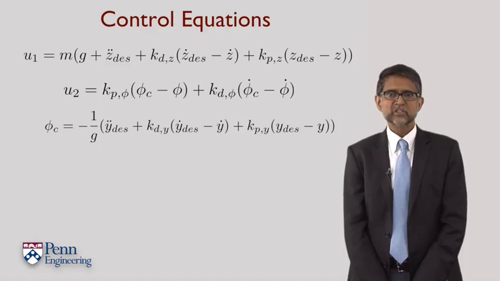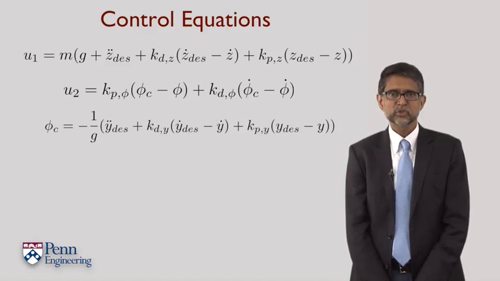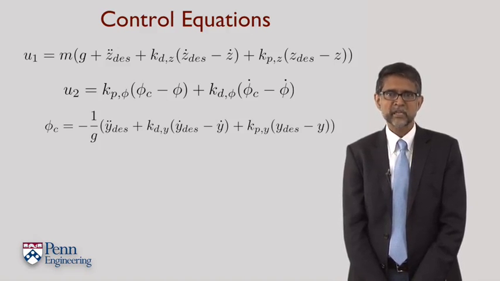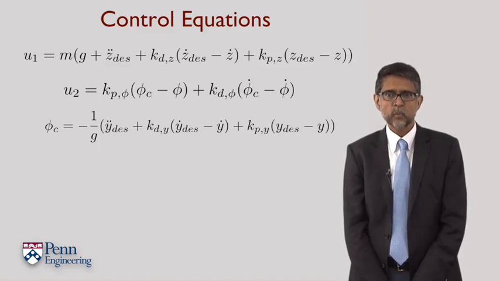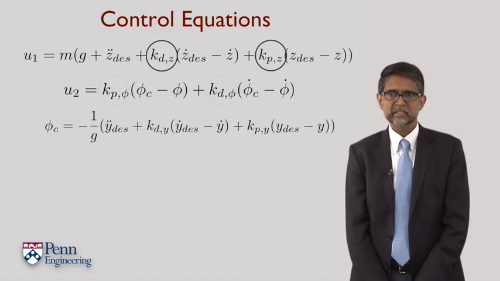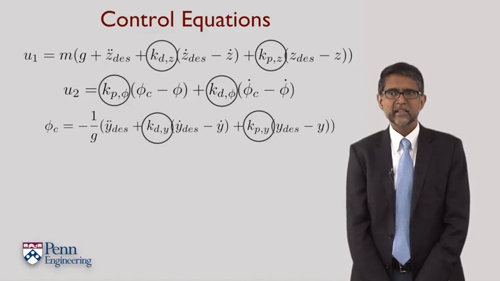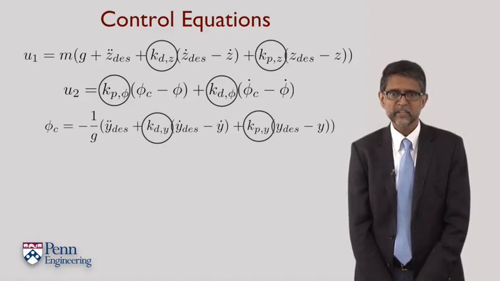So these are the three control equations I can use to drive a quadrotor, assuming that it's close to the operating point and assuming that it stays on the yz plane. The only thing left to do is to calculate the constants. These are the gains, and there are actually 6 of these that need to be calculated.